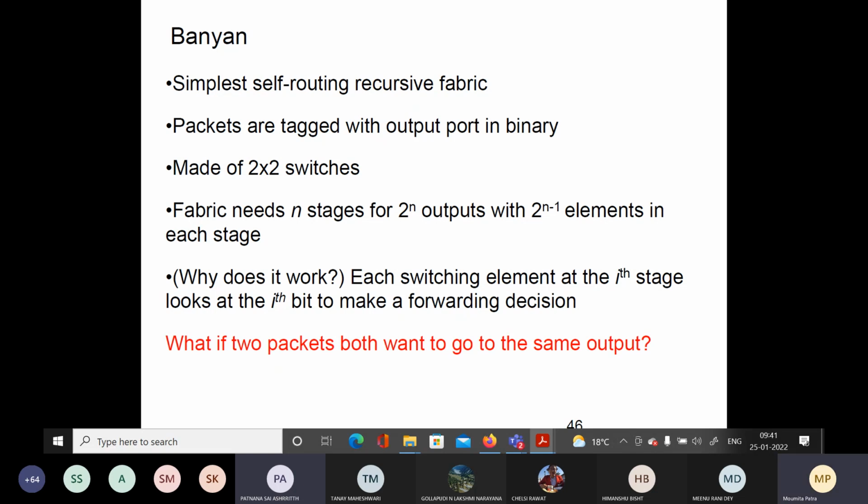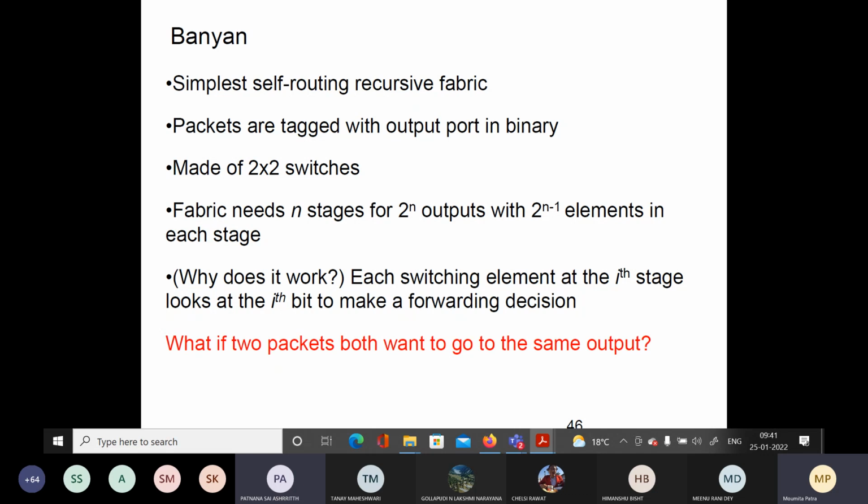Okay, so why does this work? It works because each switching element at the ith stage will look at the ith bit to make a forwarding decision. Again, each switching element at the ith stage will look at the ith bit to make a forwarding decision. So if the switching element is at the first stage, it will look at the first bit of that output port. So your packet is tagged with the output port number in binary.